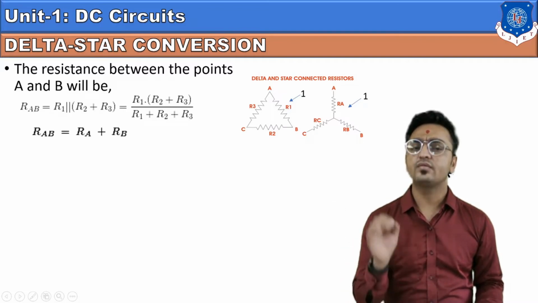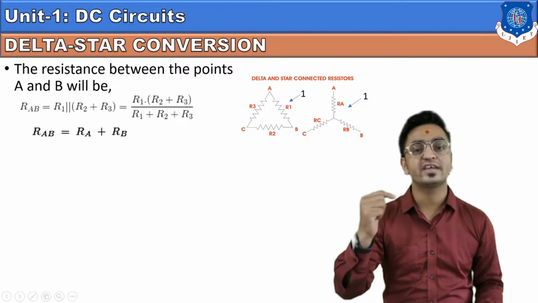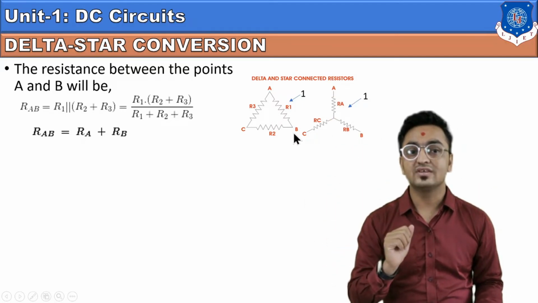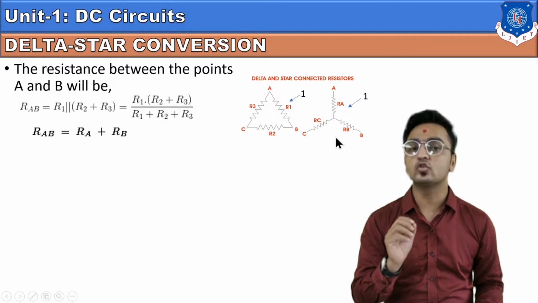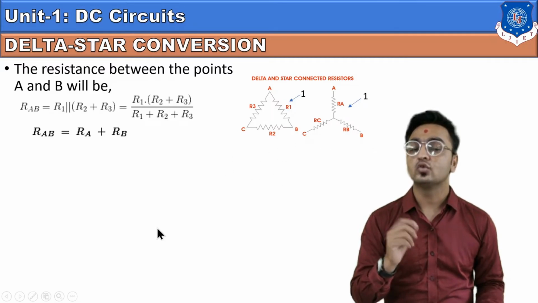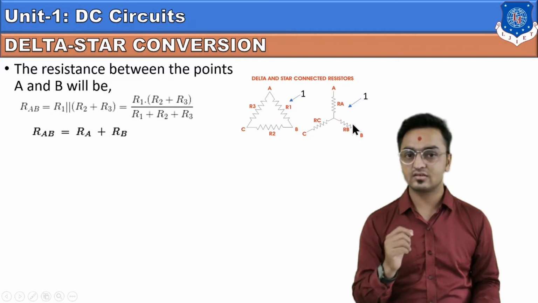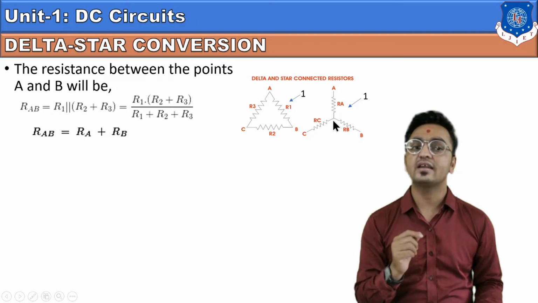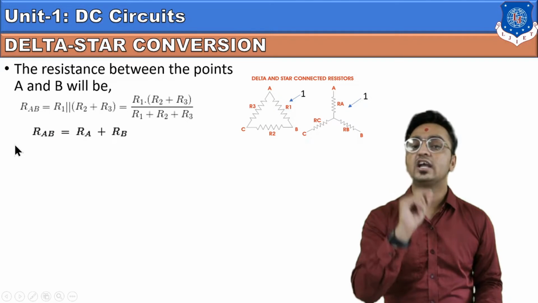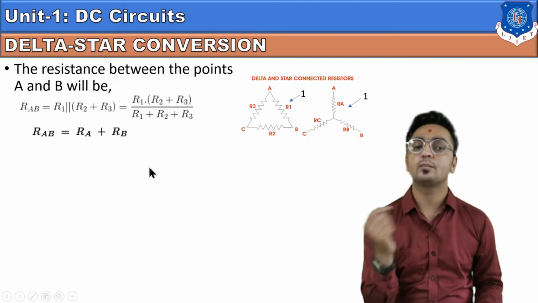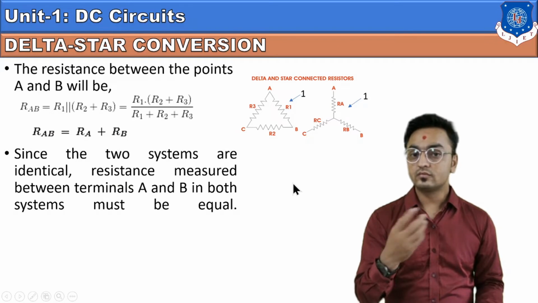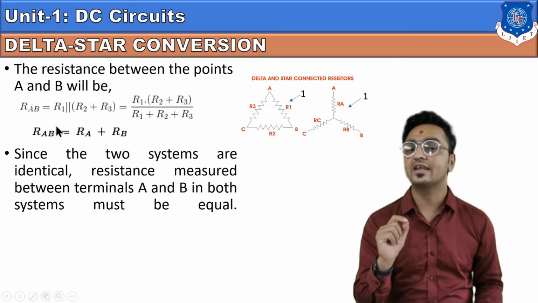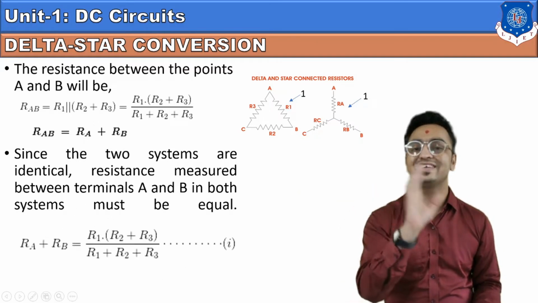In the same way, if you measure resistance across AB in the star connection, which is given over here, and this C is open, that means no current will flow through this C terminal. So we can neglect this RC resistor. In that condition, if you measure resistance between A and B, RA and RB are in series connection. That's why RAB is going to be RA plus RB. And as we are considering these are equivalent circuits, this RAB and RAB must be the same.